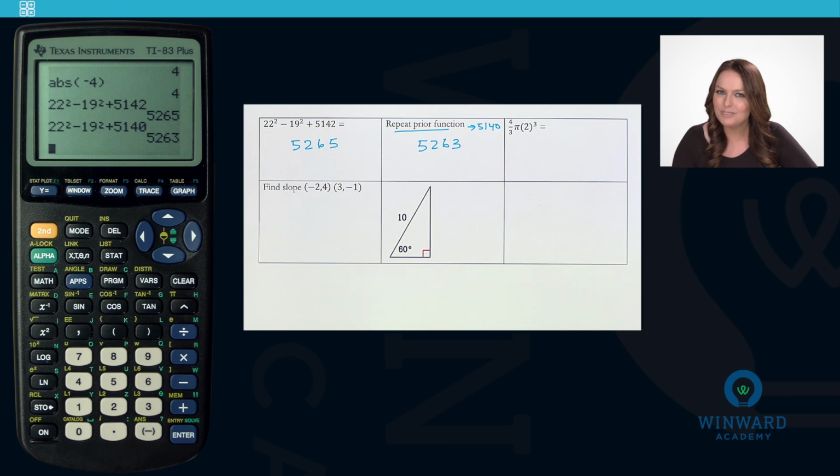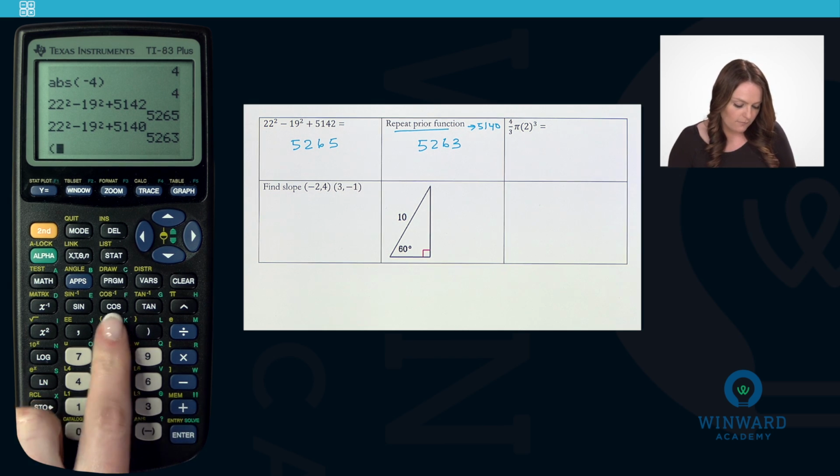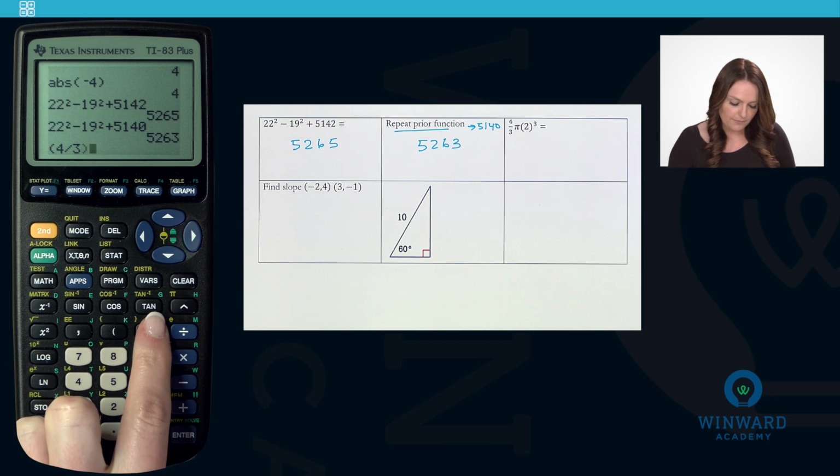All right, so it looks like in this next problem, we're finding the volume of a sphere, right? 4/3 pi r cubed is the equation for volume of a sphere. Again, great to do it on the calculator. So you can do parentheses, 4 divided by 3, close parentheses.